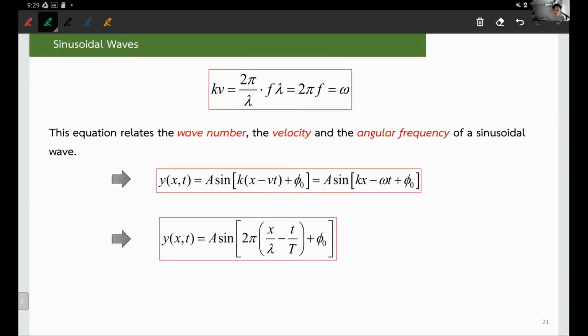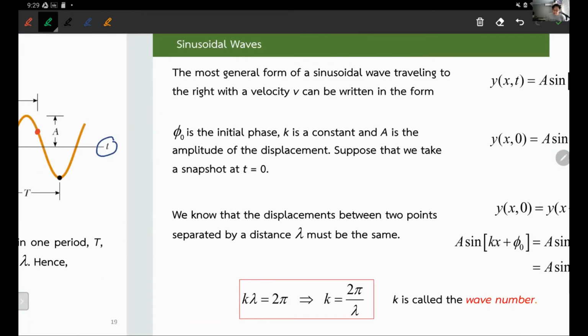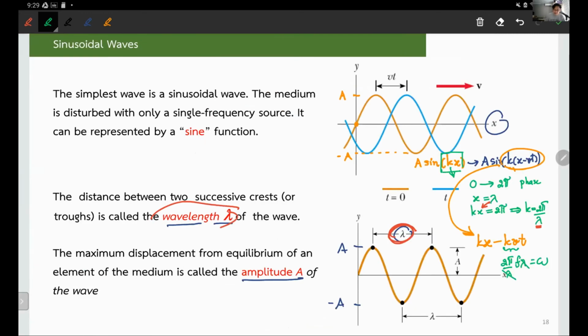There are so many things right now. Yeah, kx minus omega t. All right, so let me flash back here and circle back up to the top. So this one can look like A sine kx minus omega t. Here we go.